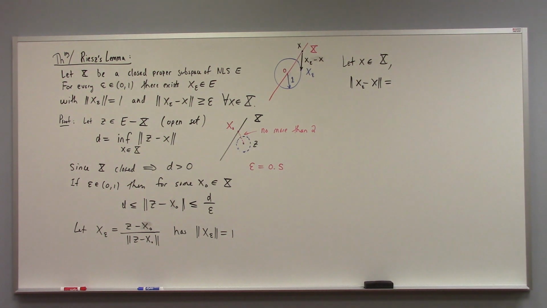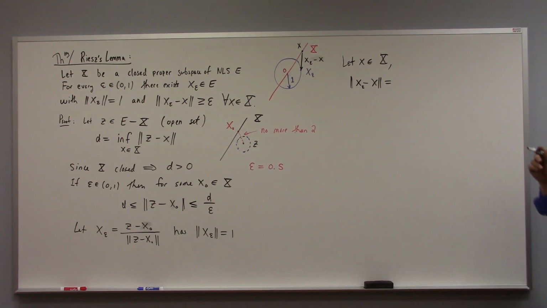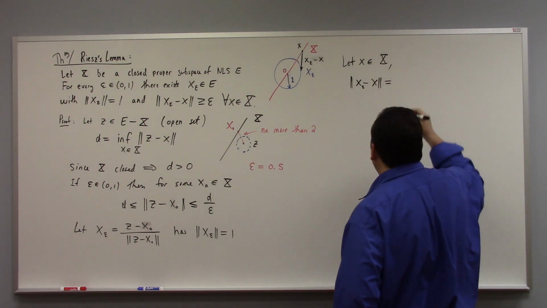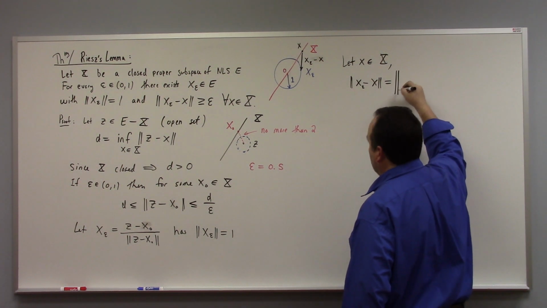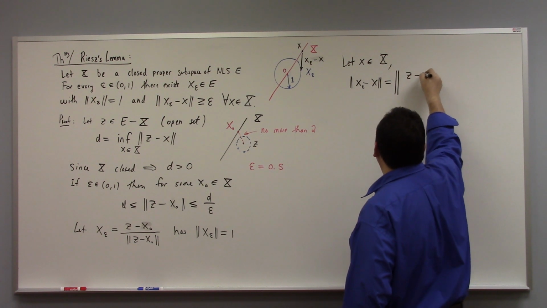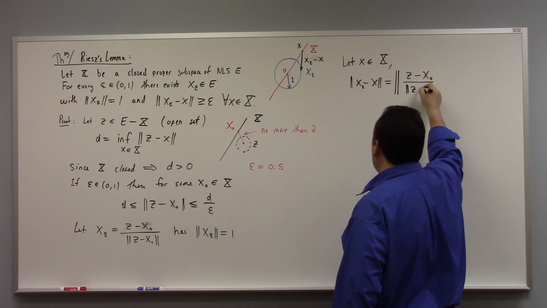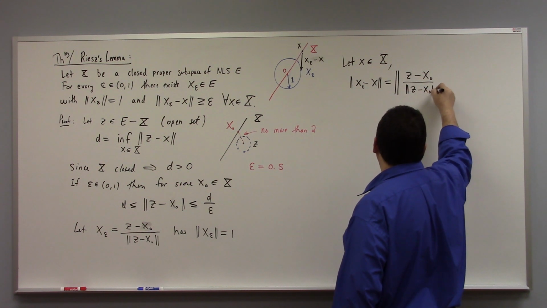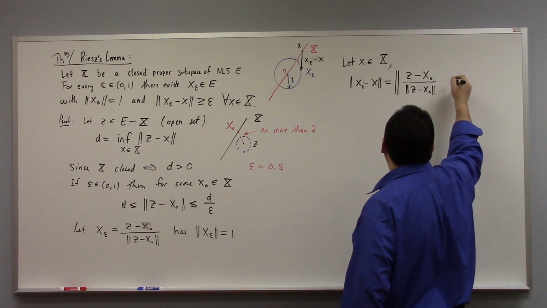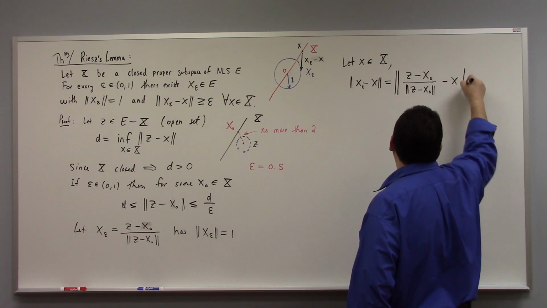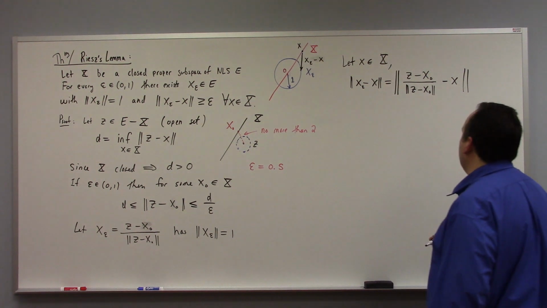Here, I'm going to give you back your book for a minute. Sorry, I've been depriving you of your book too long. All right, so we know what x epsilon is by our construction. It's z minus x naught divided by the length of z minus x naught, minus x. All right, then what?